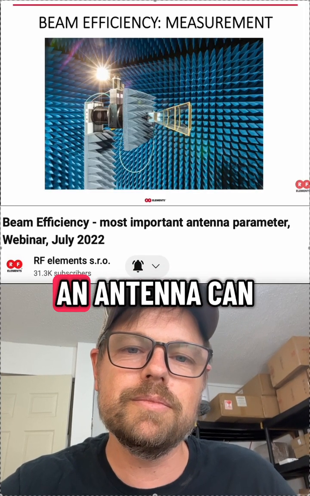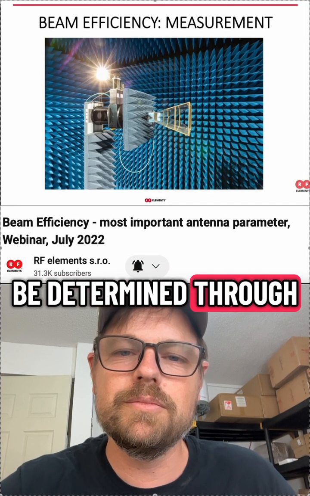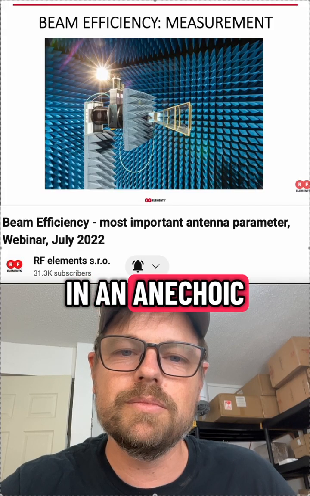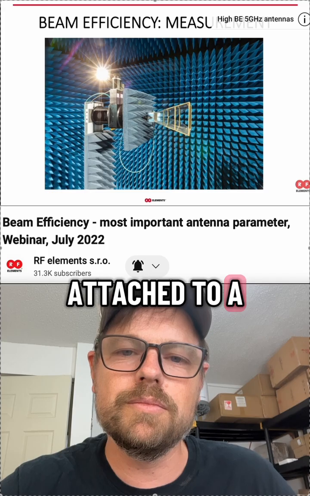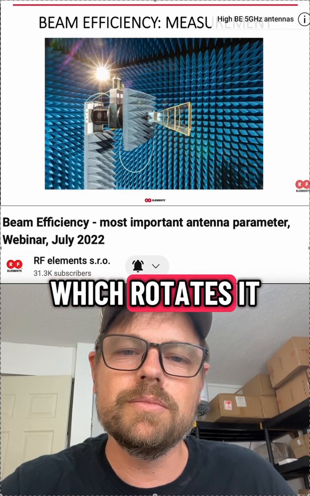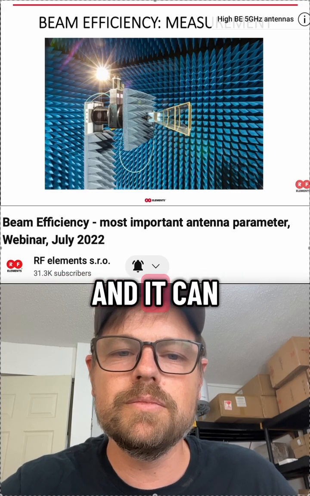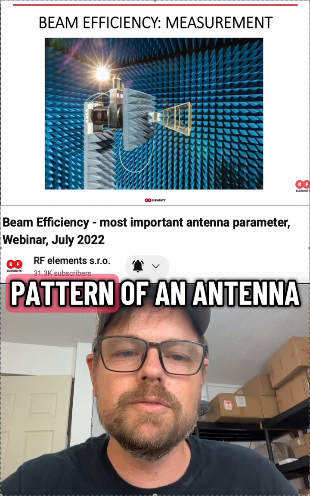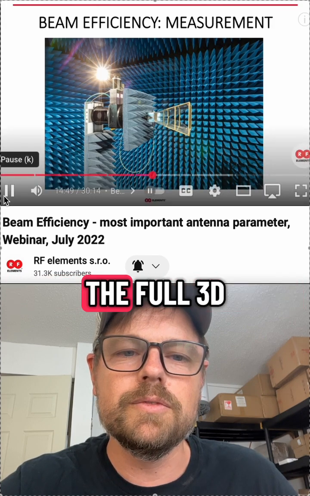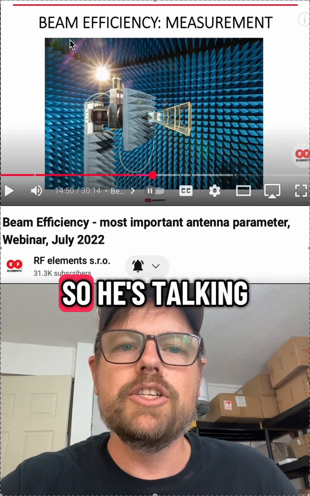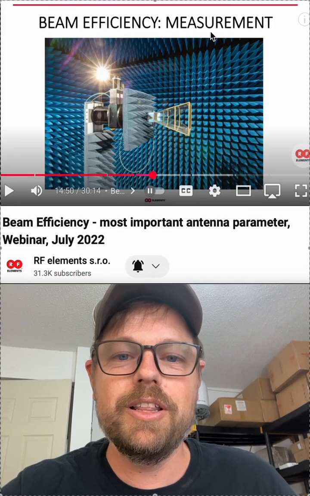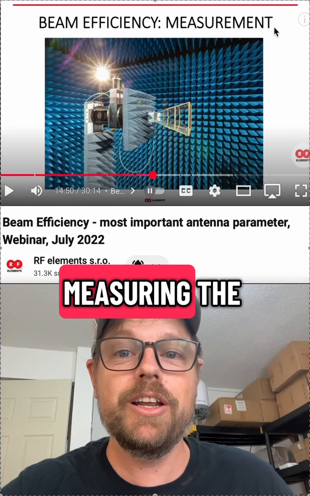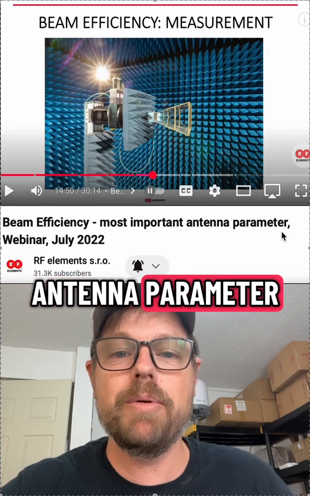Beam efficiency of an antenna can be determined through a measurement in an anechoic chamber like the one in the image. The antenna is attached to a rotary stage which rotates it in 2 axes, and it can measure the radiation pattern of an antenna, the full 3D radiation pattern. So he's talking about beam efficiency measurement. So this is measuring the antenna parameter.